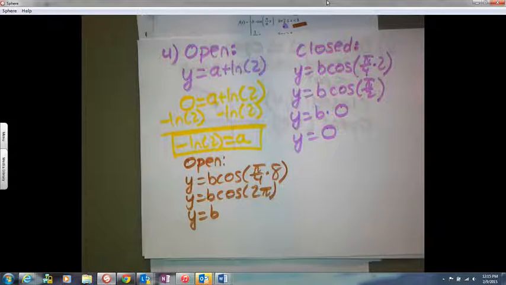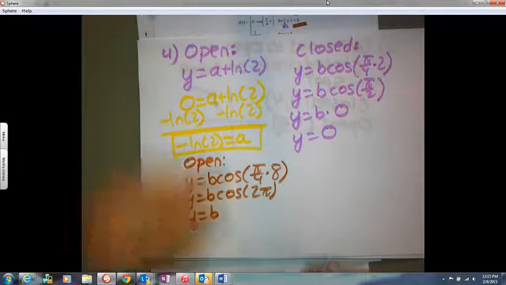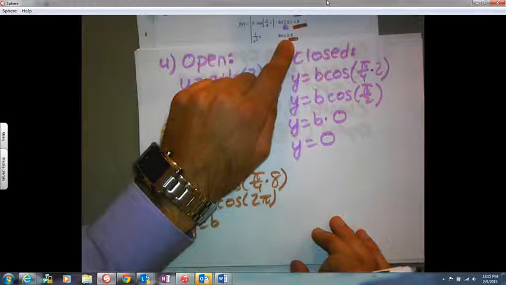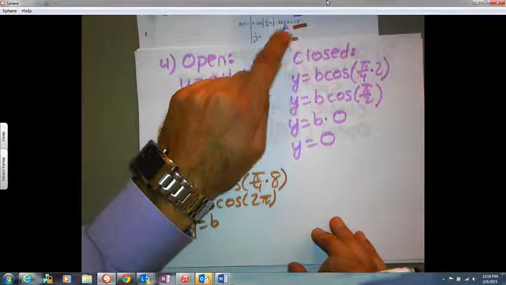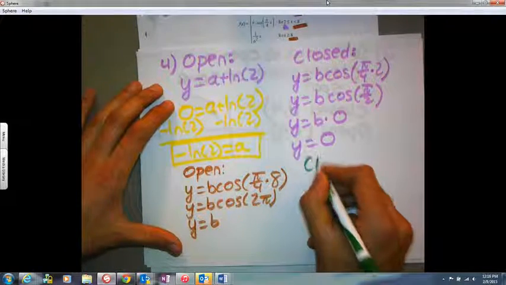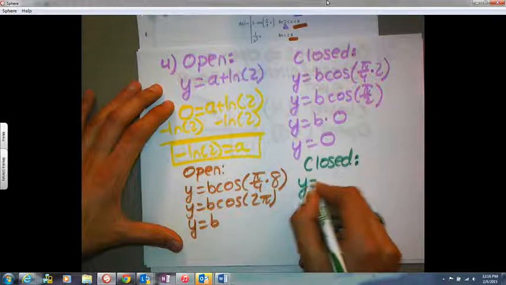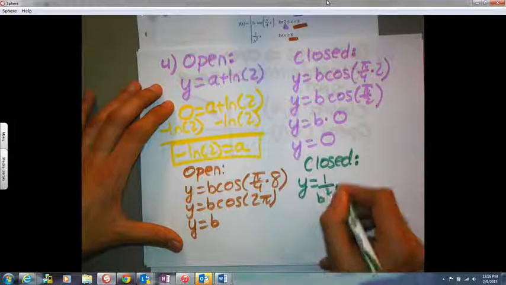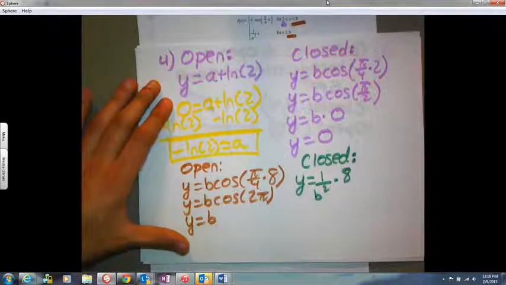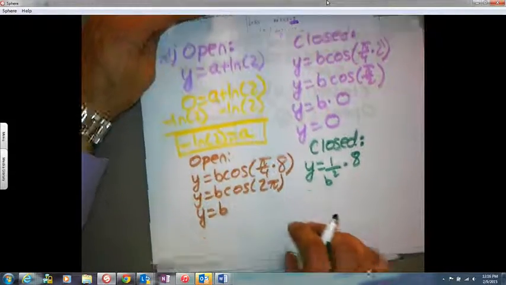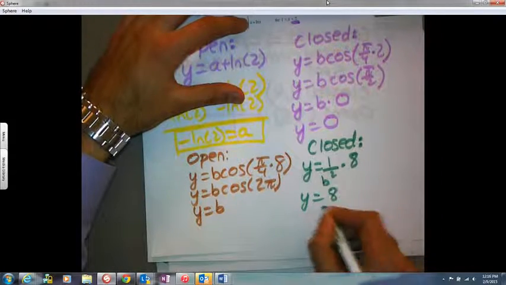Now the closed circle. The closed circle is this bottom piece. How do I know it's closed? Because that's where the function is greater than or equal to 8. So this is closed. Y equals 1 over b squared times 8. So y equals 8 over b squared.